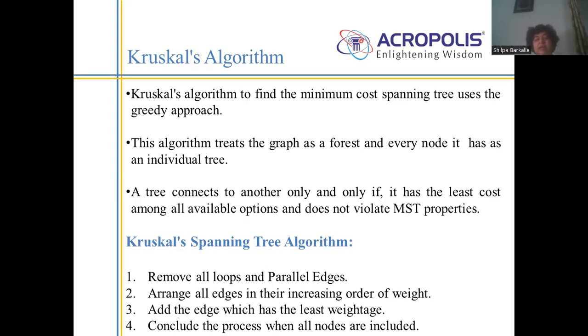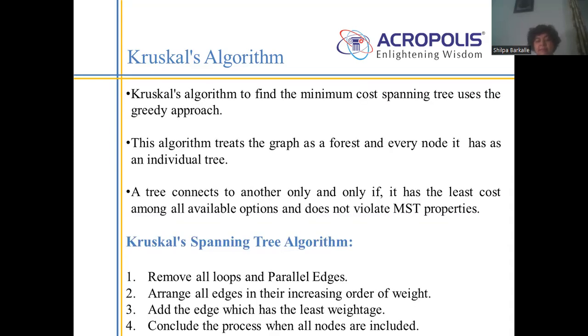A tree connects to another if and only if it has the least cost. So the edge we will be adding for the formation of this tree will be the one which has the least cost, and at the same time it should not violate the MST properties. And by MST properties, we most importantly mean that it should not form a loop or a circuit.